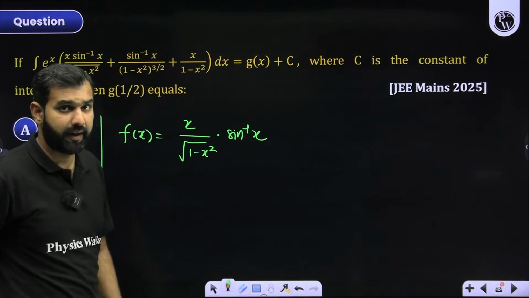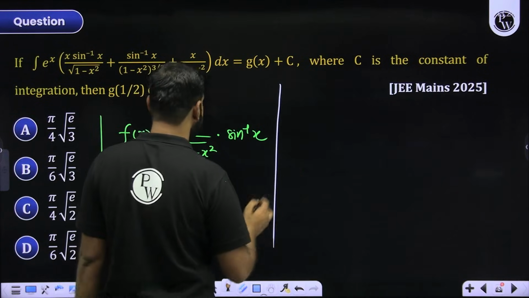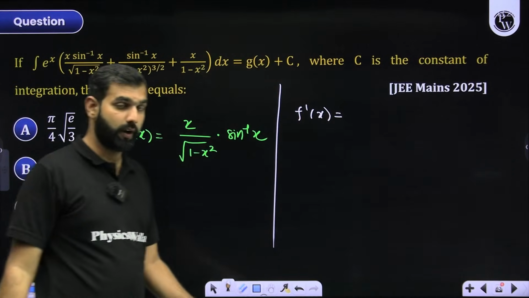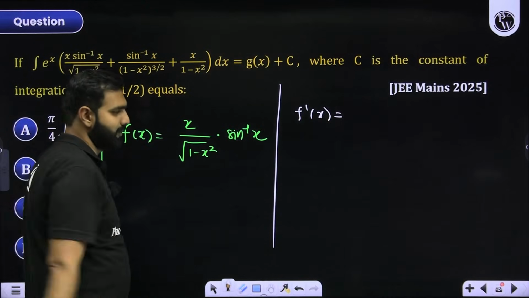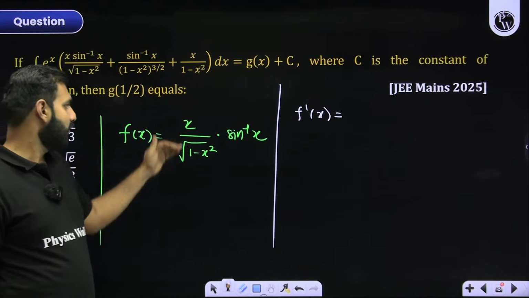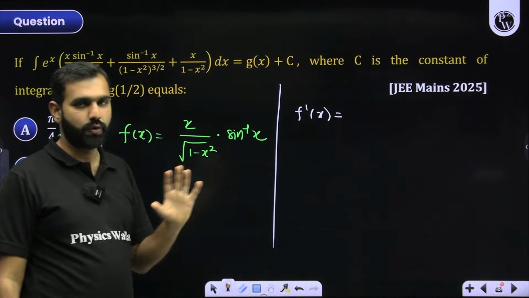Now let's try and find f dash x. So when you try to find f dash x, what result do you get? Let's have a look at that. So I think f dash x, derivative, product rule on derivative, first function, second function. I hope you understand. Derivative of first function. So derivative of x upon under root 1 minus x square. I hope nobody is getting confused with that. You know how to differentiate it.